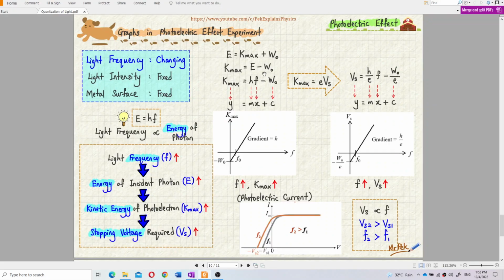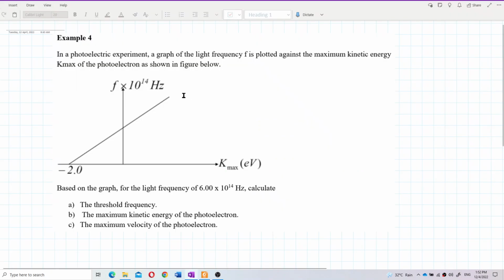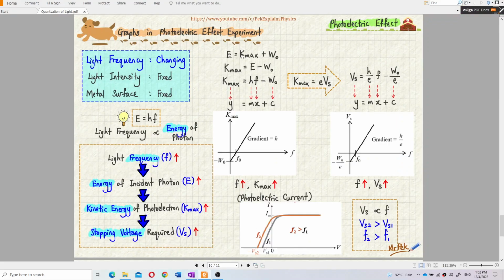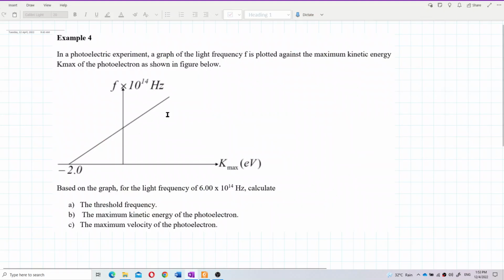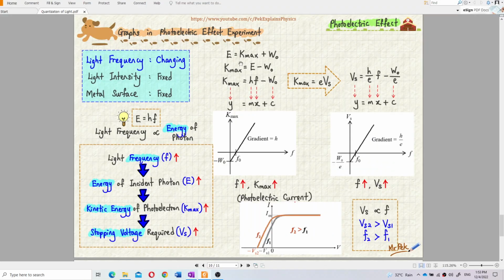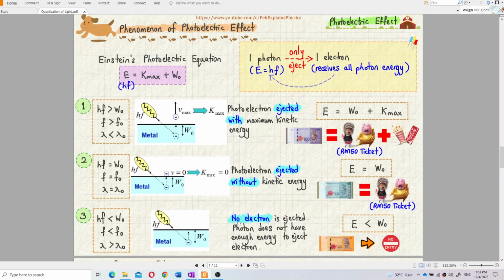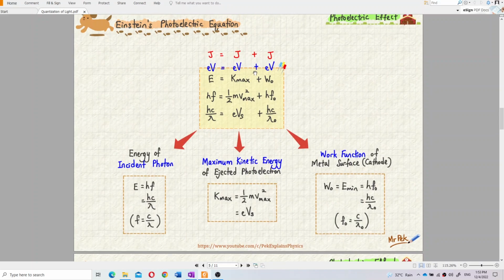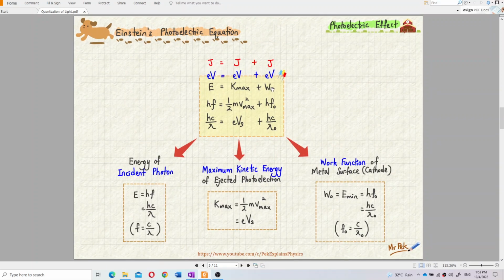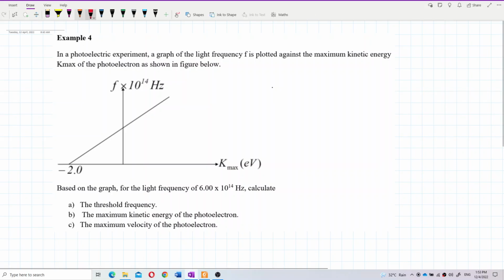How do we relate it to the photoelectric effect equation? We need to rearrange this formula to suit this graph, frequency against Kmax. It actually comes from this formula, E equal to Kmax plus work function. Let us write it down over here. E equal to Kmax plus work function.